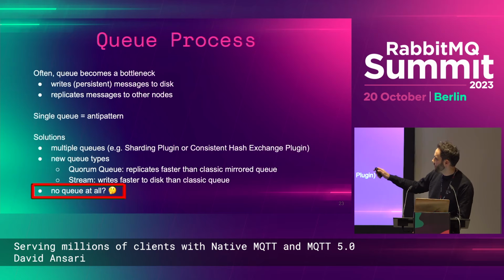And then there were a few solutions like don't use a single queue, spread your workload over multiple queues. Use new queue types which are faster. And then there was one item, don't use any queue at all, which is interesting because RabbitMQ is all about queuing, right? You need to store your message somewhere. But we implemented this last approach, so no queue at all, as an optimization for MQTT.